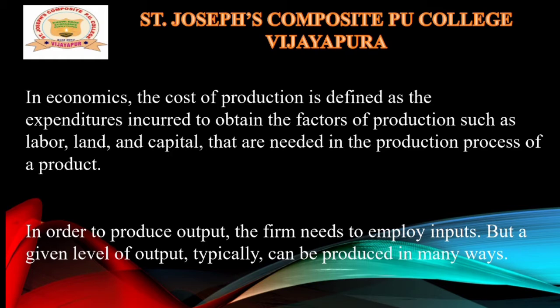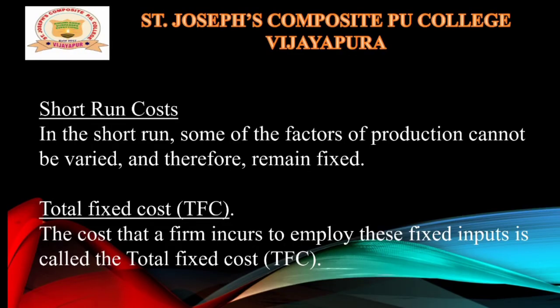So in order to produce output, the firm needs to employ inputs, but a given level of output typically can be produced in many ways. So this is the production cost or the cost of production. Okay, now we will discuss the different concepts of cost. Now let me discuss the classification of cost.